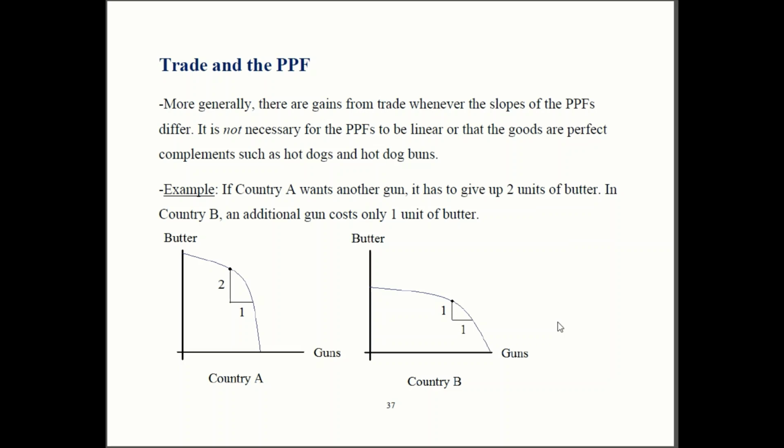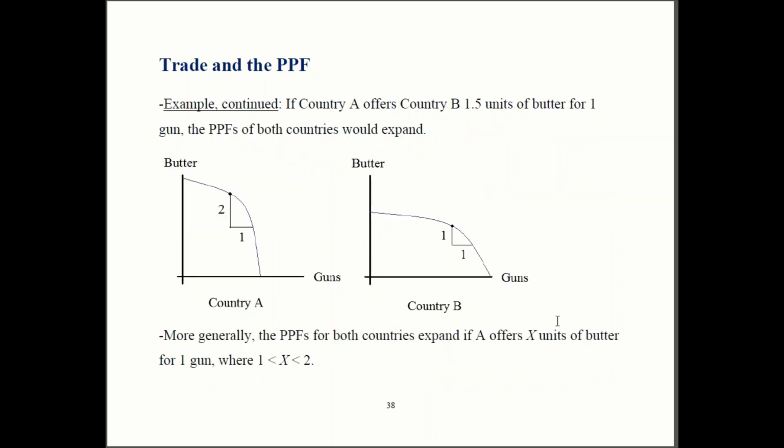So whenever the slopes are different as they are here, you always find some value in the middle, and that can help both countries. So let's imagine country A offers, I'll pay you 1.5 butters to get one more gun. Now, both countries could benefit from that. Let's verify. In country A, it normally costs 2 butter to get one gun. So if you only have to pay 1.5 butter instead, you're effectively getting a discount. So A is happy about that trade.